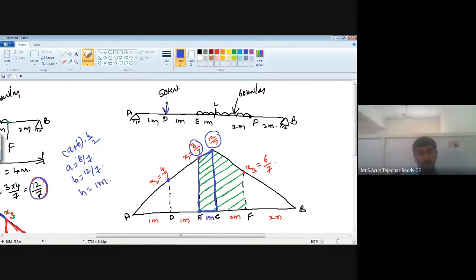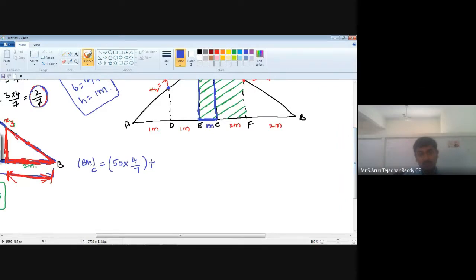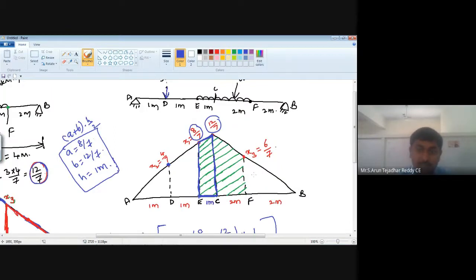Okay. So same values apply here. That's it. What is the formula? Load into area of trapezoidal. Load is 60 kilonewton and area of trapezoidal is A plus B by 2. Here A is 8 by 7, B is 12 by 7. It should be multiplied with H by 2. H is 1 by 2. Okay. This is completely left portion.